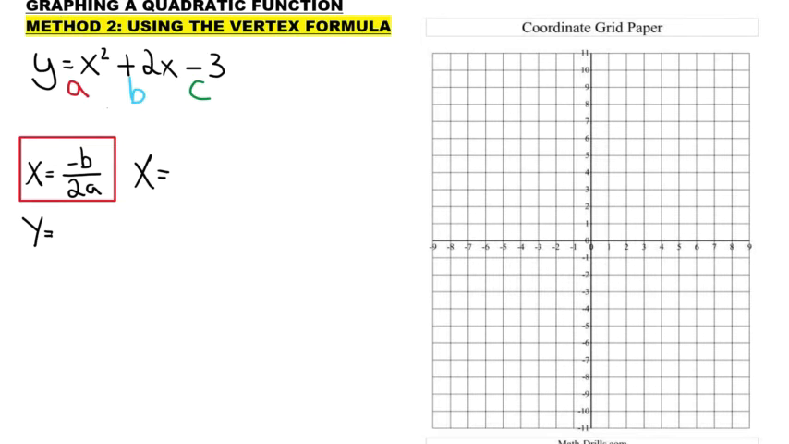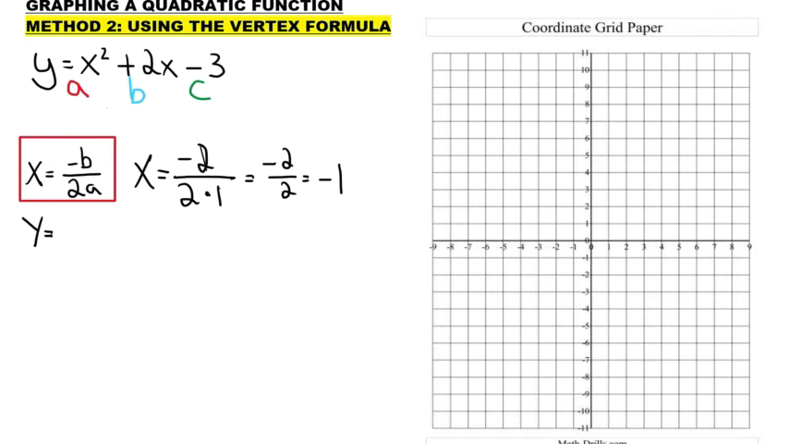So x is going to be negative b, which is negative 2, because we have positive 2. So negative 2 over 2 times, what's our a? Well, if we just have x squared, it's going to be 1. So negative 2 over 2 times 1 is going to give us negative 2 over 2, which gives us negative 1.